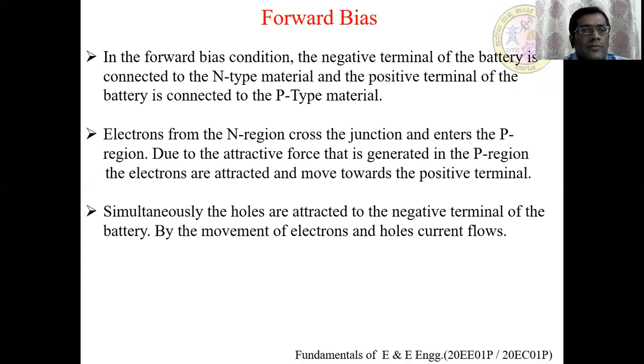In the forward bias condition, the negative terminal of the battery is connected to the n-type material and the positive terminal of the battery is connected to the p-type material. Electrons from the n region cross the junction and enter the p region. Due to the attractive force generated in the p region, the electrons are attracted and move towards the positive terminal. Simultaneously, the holes are attracted to the negative terminal of the battery. By the movement of the electrons and holes, the current flows.